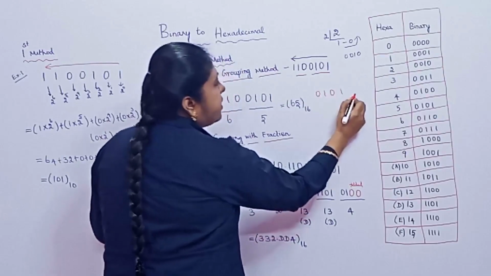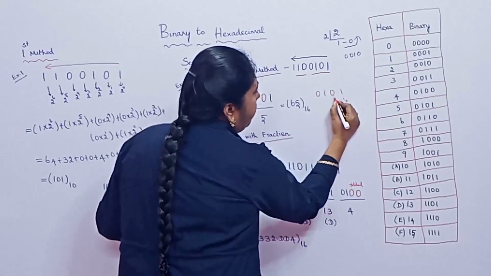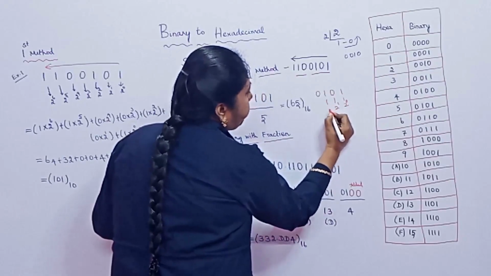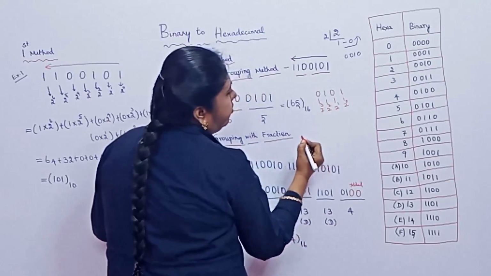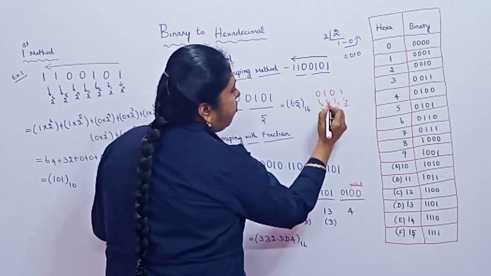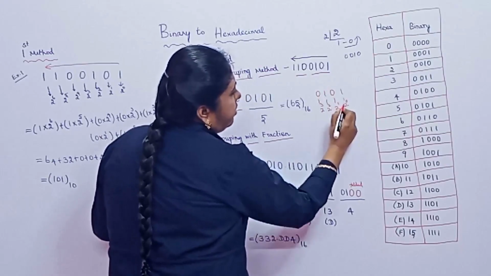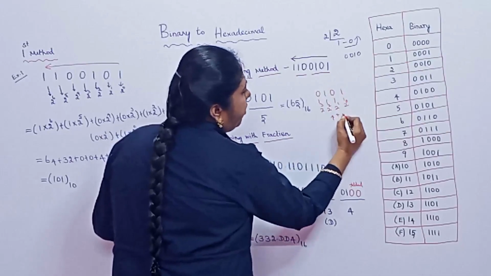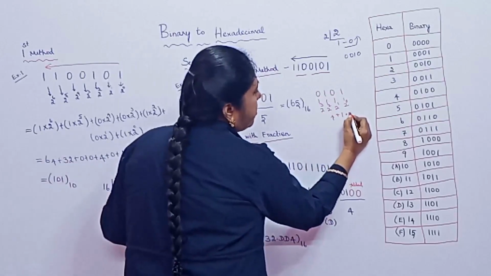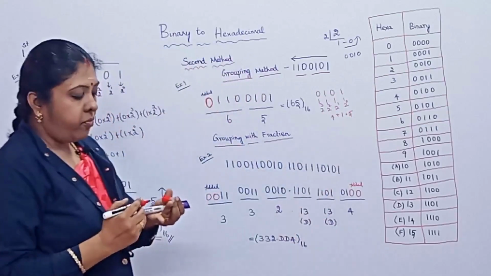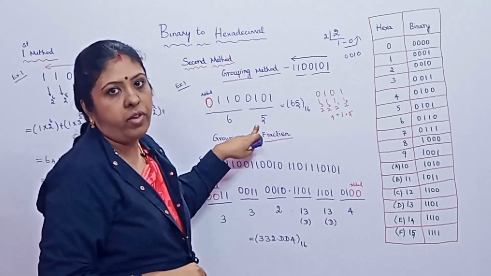0101. Since it is a binary number, weightages can be added: 2 power 0, 2 power 1, 2 power 2, 2 power 3. Just leave all those 0 values. So 1 into 2 power 2 is 4, plus 0, plus 1 into 2 power 0, which is 1. So 4 plus 1 gives the value 5. When you have confusion with the table, you can use this simple method and find the value.